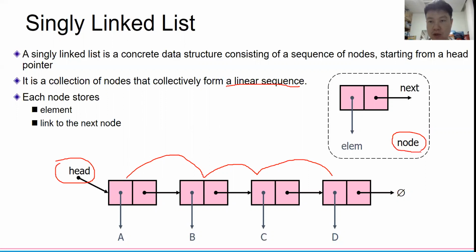A node consists of an element and a link to the next node. Let's say I have the element A, and after the element A, it will connect to element B. After element B there is a connector to element C, and after element C there is a connector to element D. In this case, element D is the last one, so the next element will be empty.